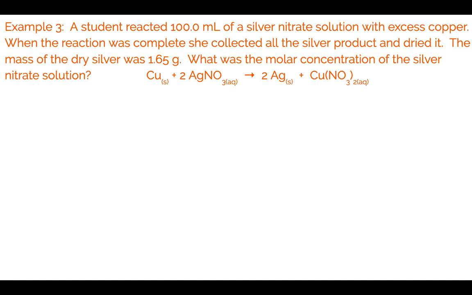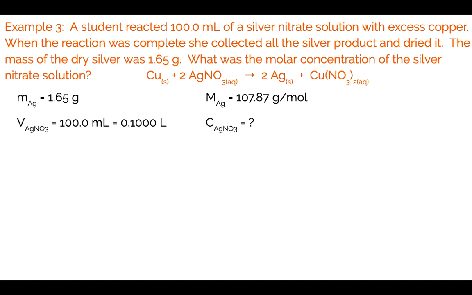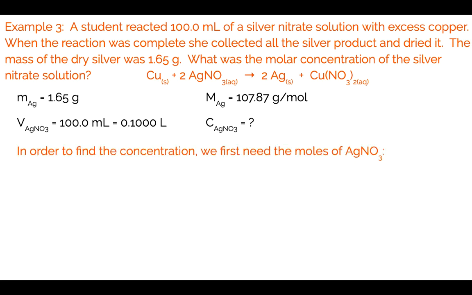So in this case, we're starting with a mass of silver, and then we need to find the moles of silver nitrate so we can then calculate the concentration. So the mass of silver that was created was 1.65 grams. We're going to need the molar mass from the periodic table. We know that the volume of silver nitrate solution was 100 milliliters or 0.1 liters, and we're trying to find the concentration. And we know that concentration is moles over volume, so we need moles. Right? That's our first goal.